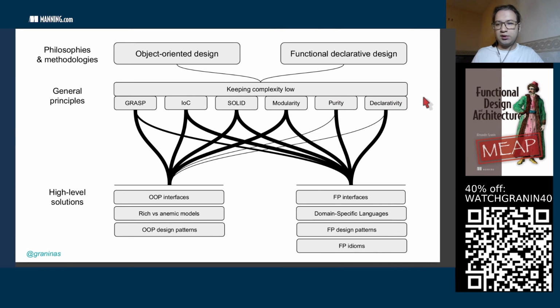And purity and declarativity can be mostly applied to FP, but I've been doing pure declarative domain-specific languages in C++ quite a lot in my past career. And yeah, you can see a couple of high-level solutions here. OOP interfaces as a very important tool, rich and anemic models, OOP design patterns, right? And here we probably must have FP interfaces. And what is FP interfaces as a counterpart to OOP interfaces?